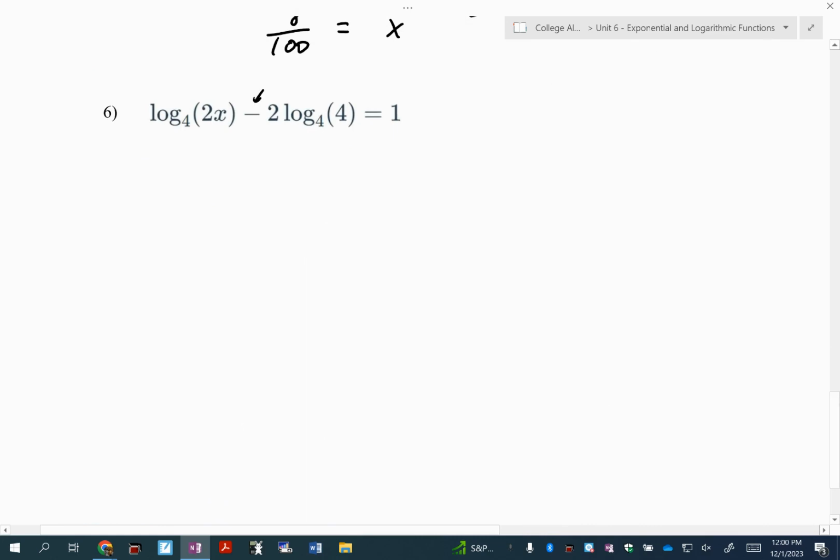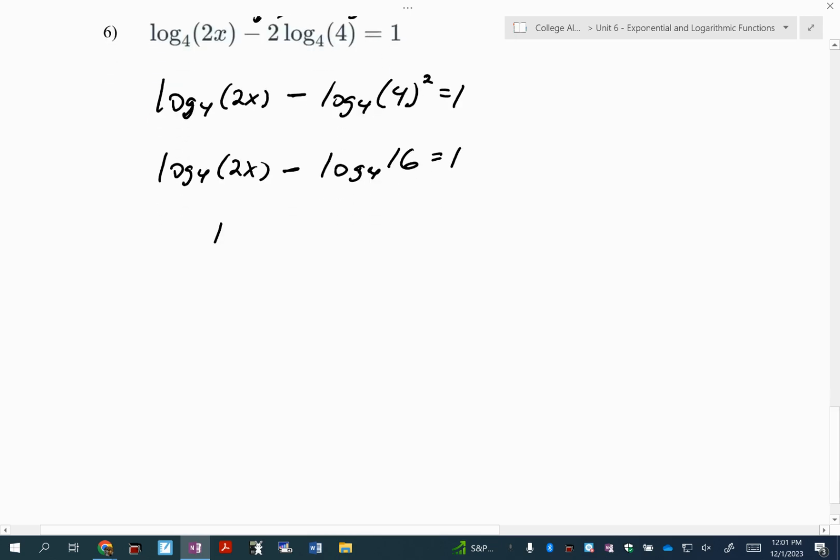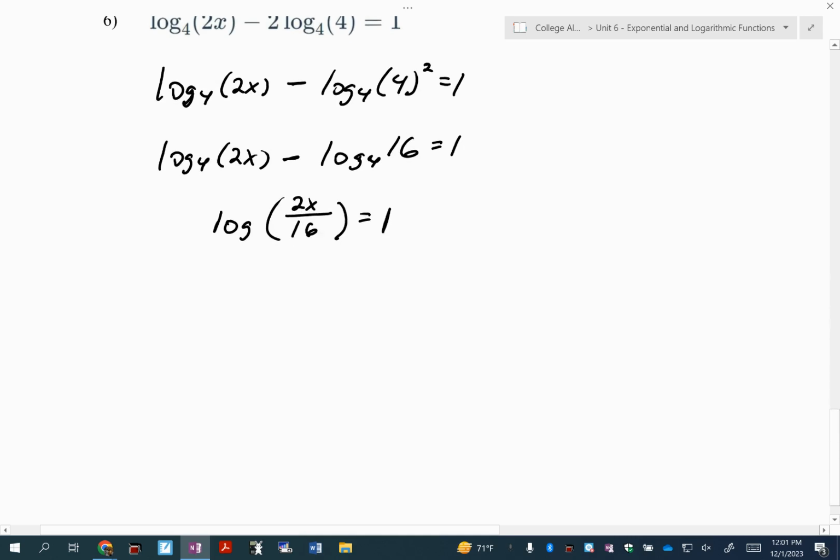So I'll be connecting these arguments using division. I'm going to move that 2 to be a power on that argument. So it's going to be minus log base 4 of 4 squared. So copy down log base 4 of 2x minus log base 4 of 4 squared, which is 16. Same process to combine them to be one log, except I'm going to have a fraction this time. So I have 2x in the numerator and 16 in the denominator. Oh, don't forget your base down.